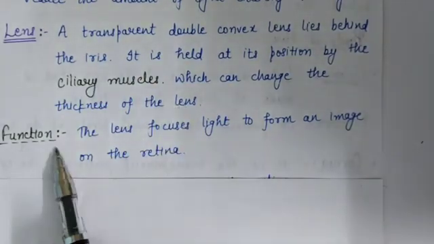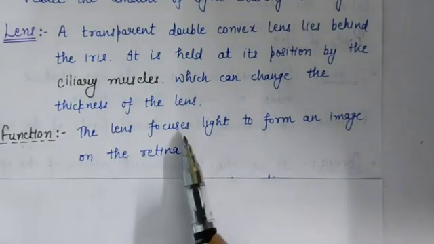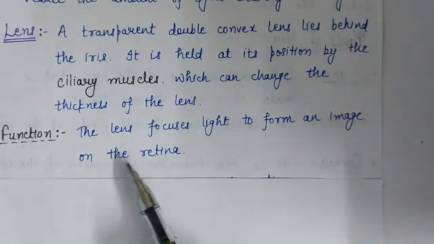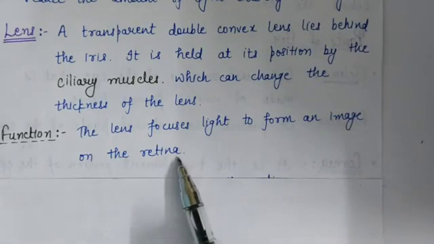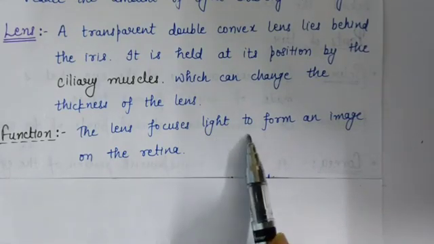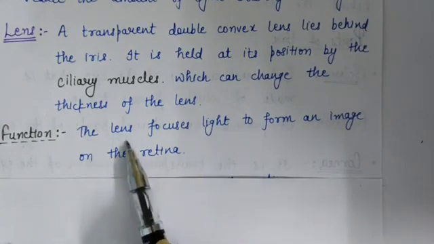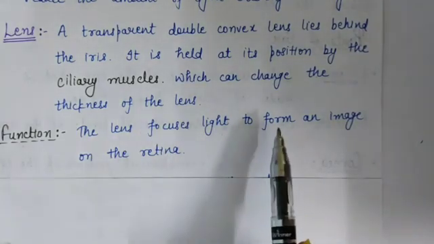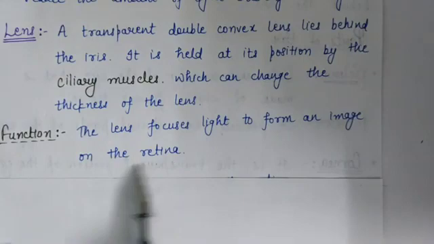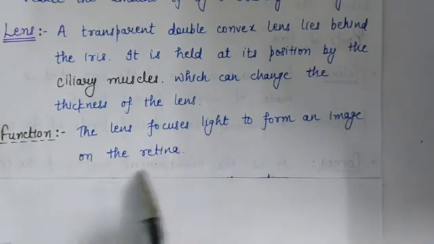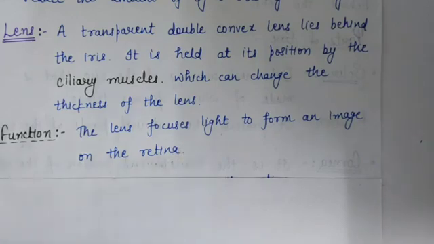So its main function is that the lens focuses light to form an image on the retina. Means the image of an object will be formed only because of the lens, because the lens focuses light and after that the image is formed on the retina. It means what? Where is the image formed? The image is formed on the retina.